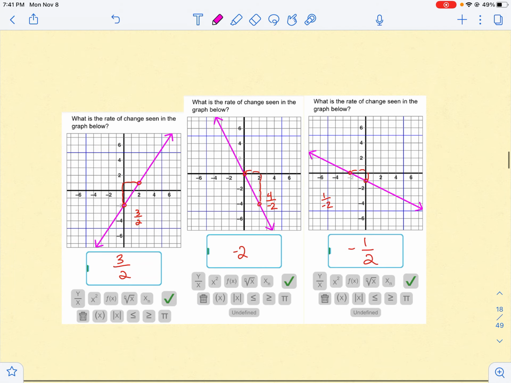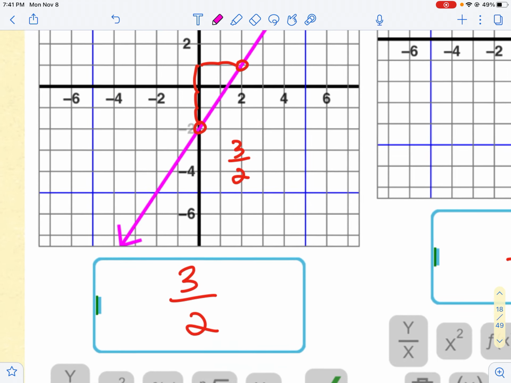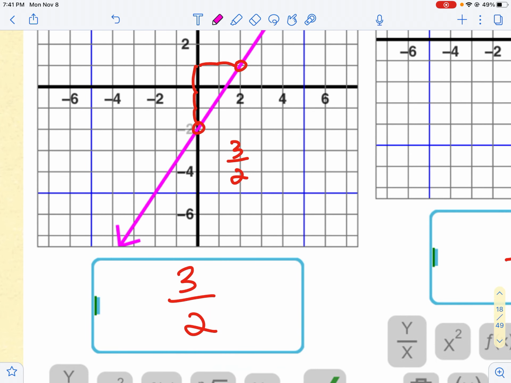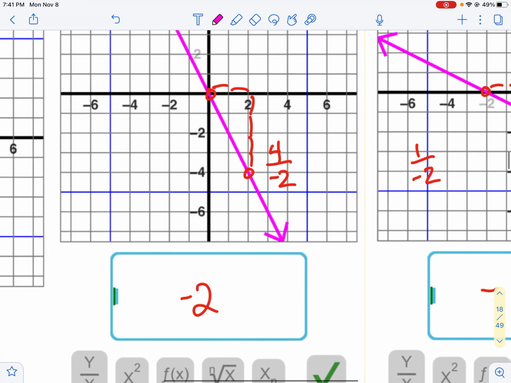Let's keep going. The bottom row, I didn't have these done in class, so here they are. What's the rate of change seen in the graph? Just like in class, I just found 2 spots where my line touched the coordinate grid. There's other points than these, but these are the ones I picked, and I counted rise and run, 3 halves. In the middle, I did it again. I counted rise and run. I had 4 over -2, and that simplifies to -2.